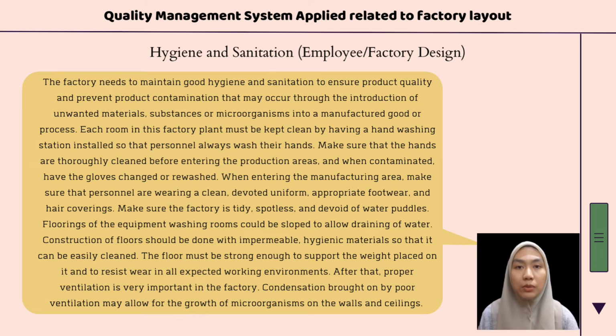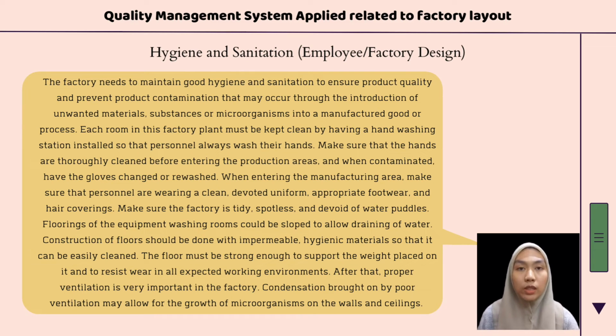For this slide, I will talk about the quality management system applied related to factory layout. Firstly, the factory needs to maintain good hygiene and sanitation to ensure product quality and prevent product contamination that may occur through the introduction of unwanted materials, substances, or microorganisms into a manufactured good or process.